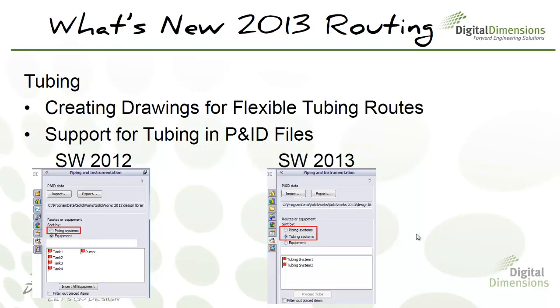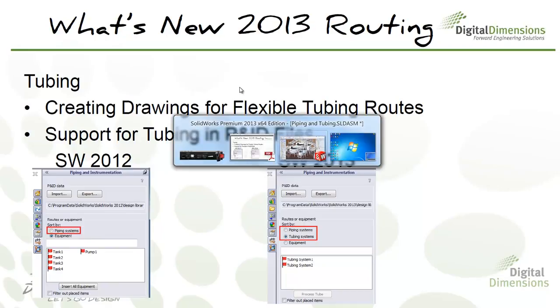And then also you can now read in tubing system information into piping and instrumentation diagram files. You can read that information in for tubing, not just piping. So I show here on the 2012 side, you'll see that the piping system was the only thing available, and now you can bring in tubing and piping. And I'll show what the dialog box looks like on that next. Now I'm going to go back to SOLIDWORKS and show you some of this tubing functionality.